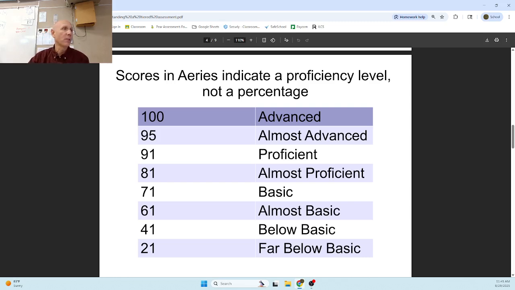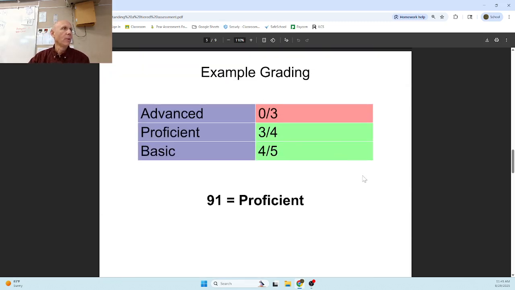So how do I come up with those levels? Well, here's an example grading. Imagine that a student took the test. On the basic level, they got 4 out of 5 of the basic questions right. I think they have a basic understanding. On the proficient, they got 3 out of 4 correct. Well, I think they've got a proficient understanding. And then when they hit the advanced questions, they didn't get anything right. So I think they are proficient. This indicates a proficient understanding, which in my grade book would be a 91.